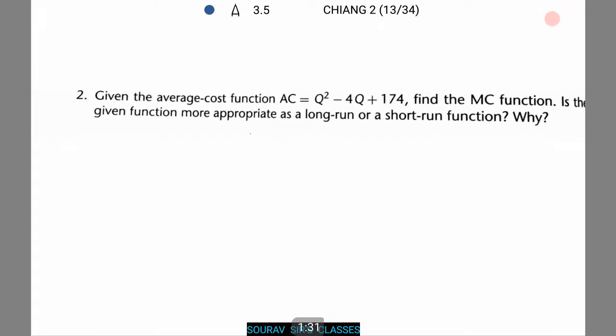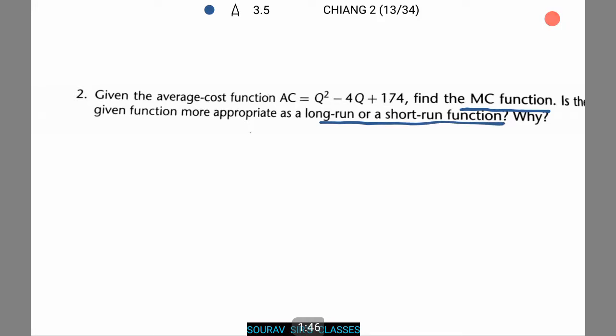Over here we are given an average cost function AC equals Q square minus 4Q plus 174. We need to find the marginal cost function, and then figure out if the given function is more appropriate as a long run or short run function. Let's continue.